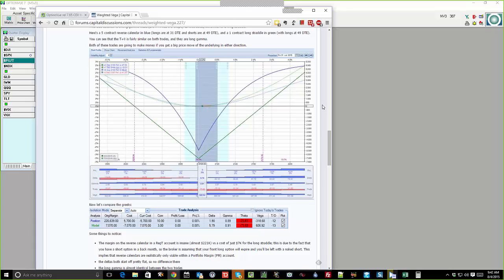Ron, I have a question for you. If you wanted to do gamma scalping, would you use something like average true range or standard deviation to determine the price point where you would actually put on the gamma scalp?